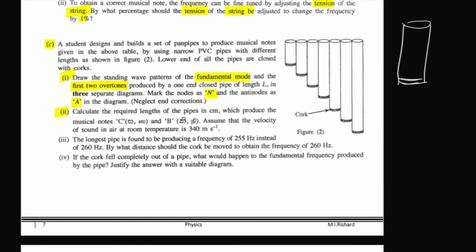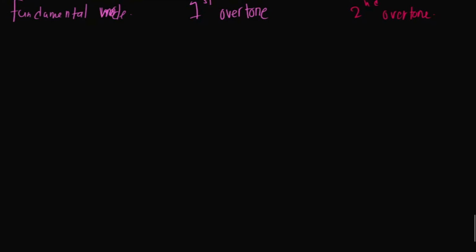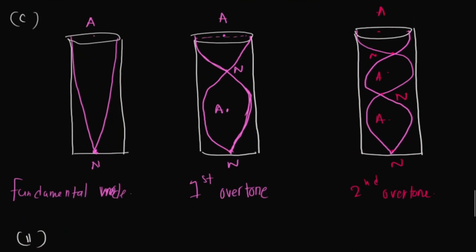Calculate the required lengths of the pipes in centimeters which produce musical notes C and B. We need to calculate the required lengths of the pipes in centimeters which produce the fundamental notes C, B, right? They have asked us to assume the velocity of sound in air is 340. So what is the frequency for a fundamental wave? This is the fundamental waveform, right?